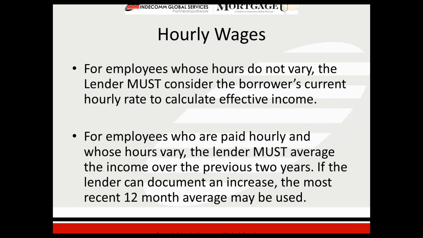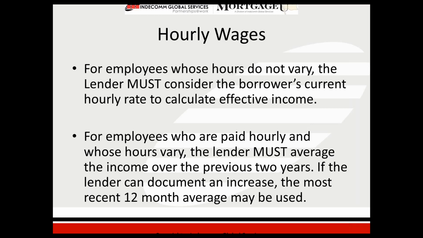Hourly wages, you can find those on your job aid on page 6. Take a look at the details for your borrower, and do their hours vary if they're paid hourly. For employees whose hours do not vary, the lenders must consider the borrower's current hourly rate to calculate the effective income. So if your hours do not vary, use the current rate.